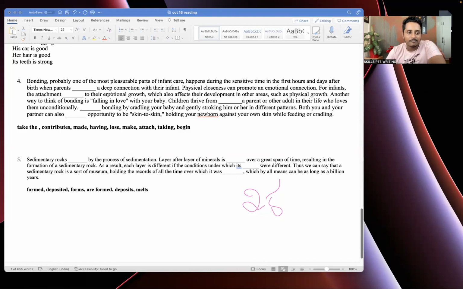And for this, when parents make a deep connection into the first one, contributes to thrive from having, begin bonding, can also take the opportunity.